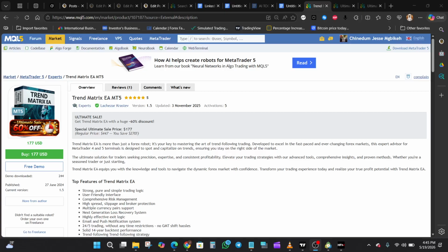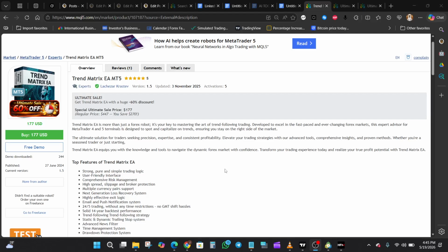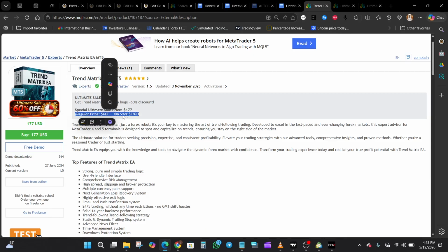Now, jumping into this review, this is Trend Matrix EA developed by Lacheza Krastev, and right here on the MQL5 Marketplace page, I can see it supports both MT4 and MT5. The current version is 1.5, updated in November 2025, and the price is currently listed at 177 US dollars, which is part of a discounted offer from the original 447 US dollars, according to what we can see written here.